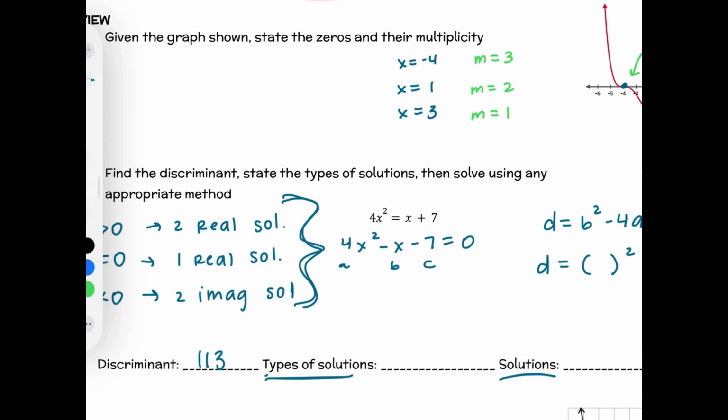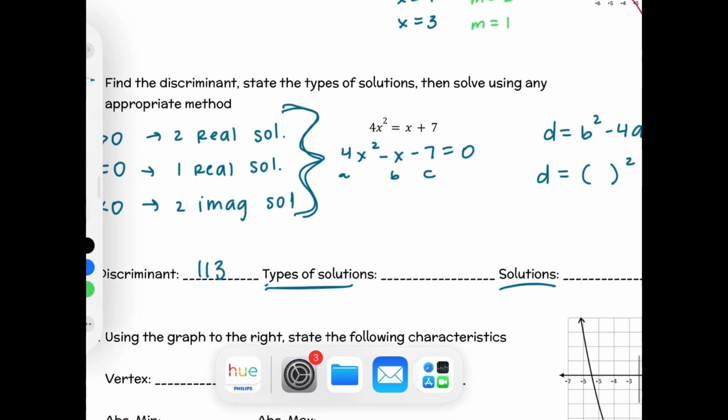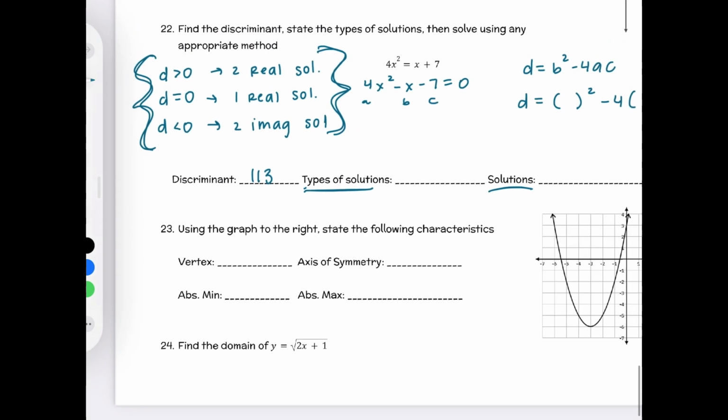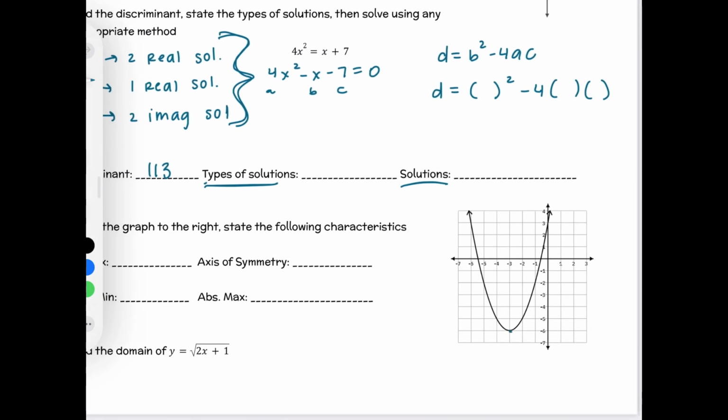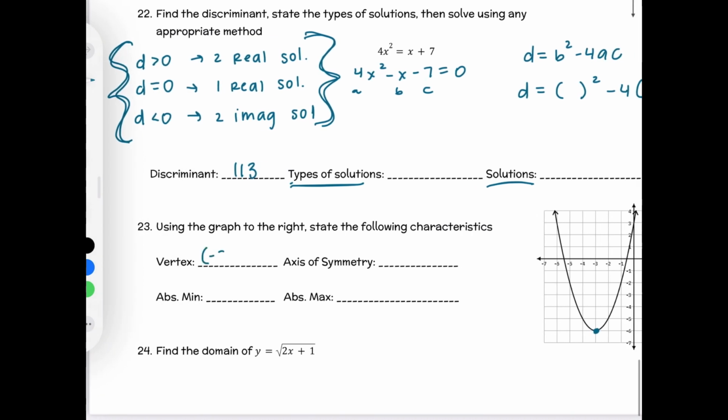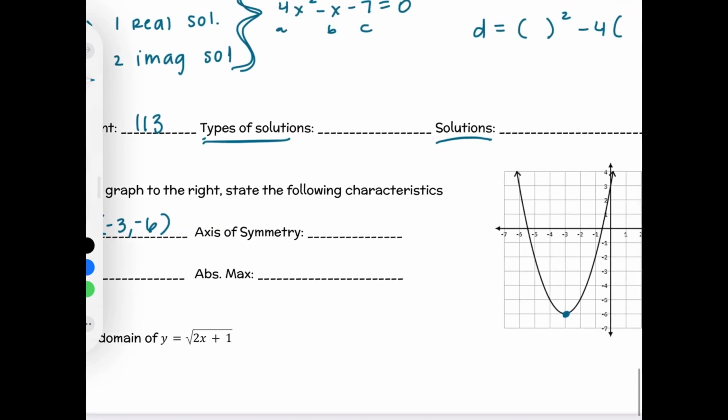So I would use the quadratic formula. Remember, that's in your Unit 6 notes. Okay? And then last thing, we have 2 more. Vertex, axis of symmetry. Remember, vertex is this point right here. So that point would be -3, -6. Axis of symmetry is the x value of your vertex. It's that vertical line down the middle of your graph. So it's going to be x equals -3.